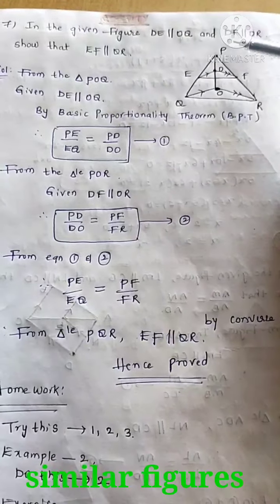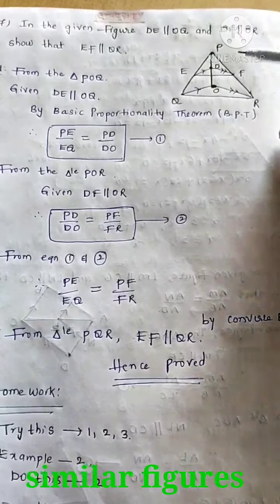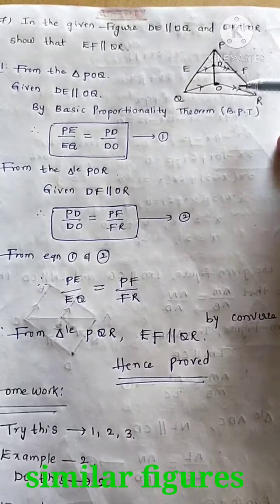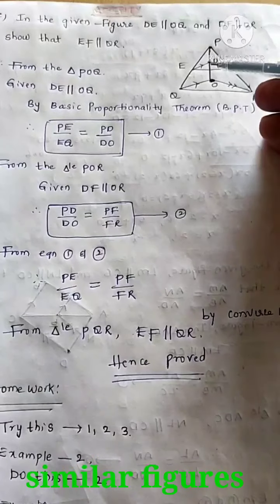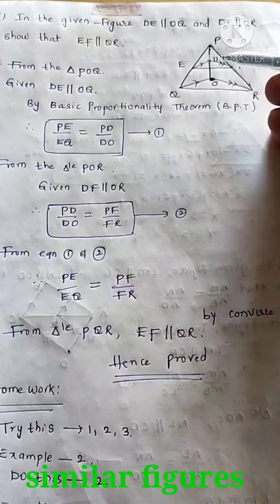And one more condition. DF parallel to OR. Where is it possible? Observe. DF parallel to OR, sorry, OR. Now these two are parallel. Now use the triangle. This is a triangle.